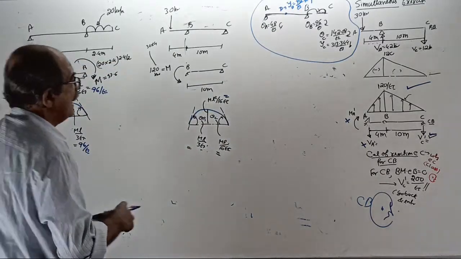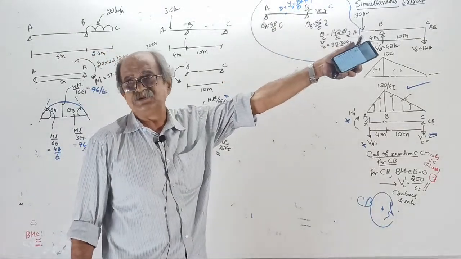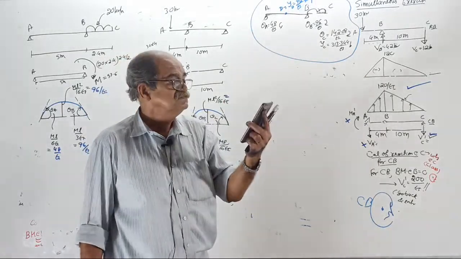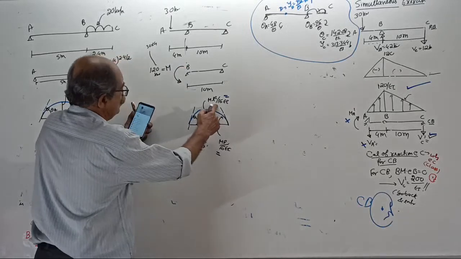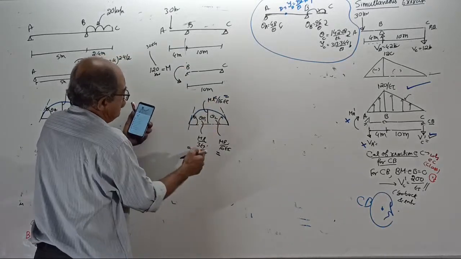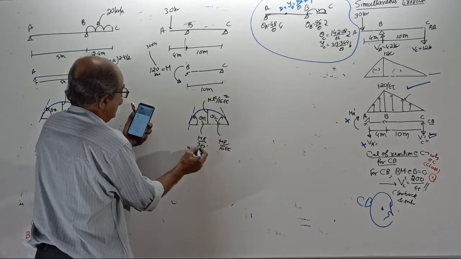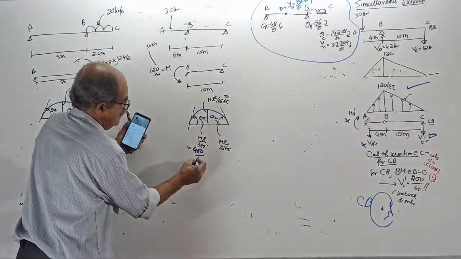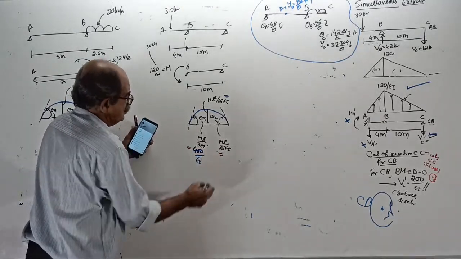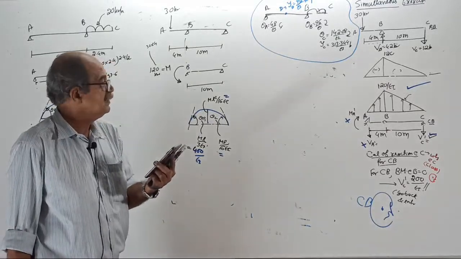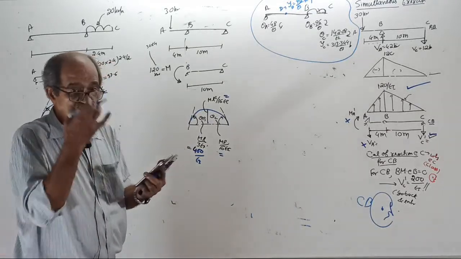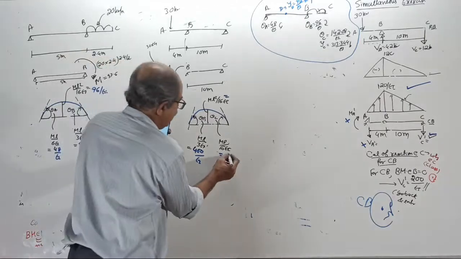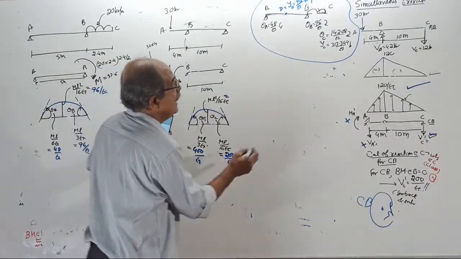That is the answer you are getting for your next question. Clear now? Answer: 120 into 10 divided by 3, quickly. 400 by EI. Here, 120 into 10 divided by 6 EI, 200 by EI.